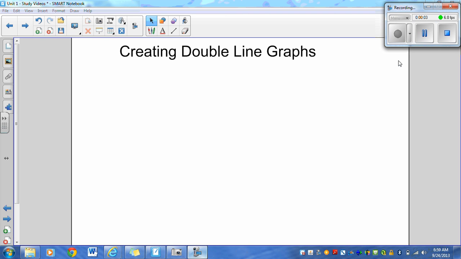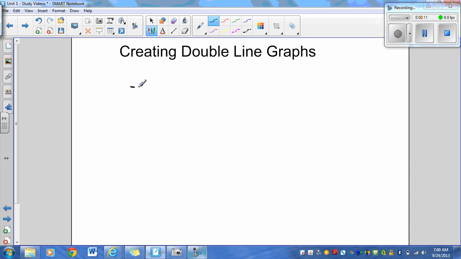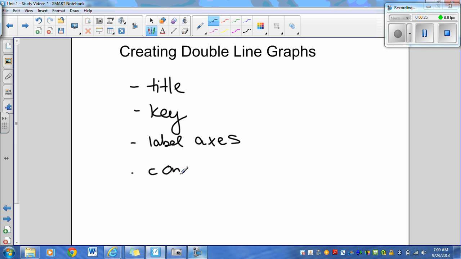This video is on creating double line graphs and using them to find the rate of change. For a double line graph, you are going to need a title, a key so that I know which line is which. You're going to need labels on both of your axes, and you are going to need consistent scales.